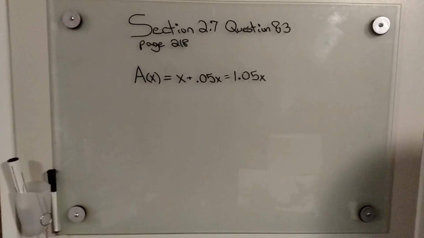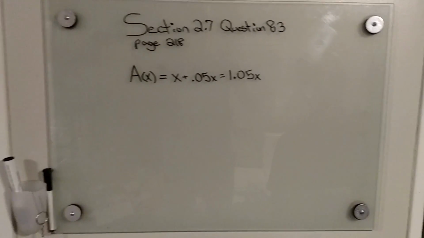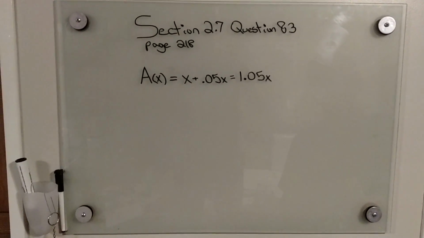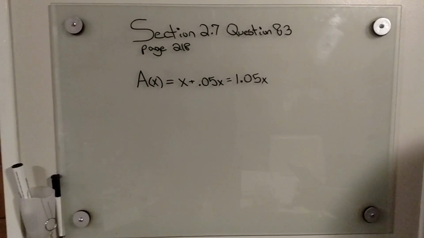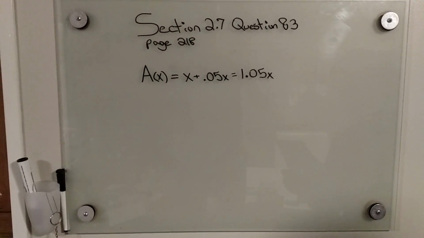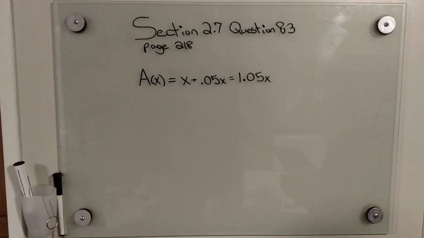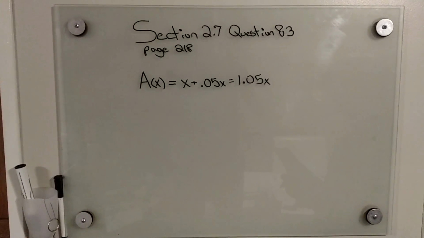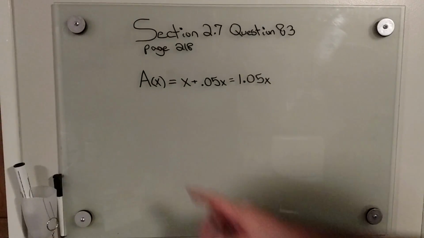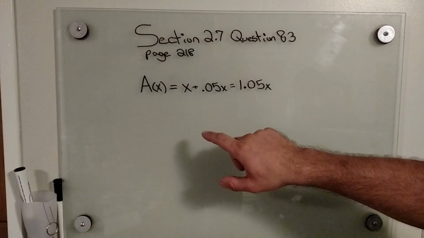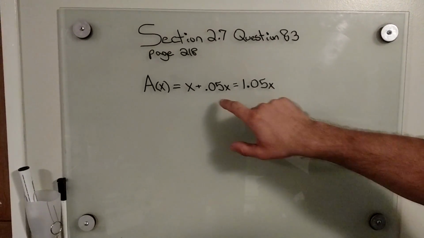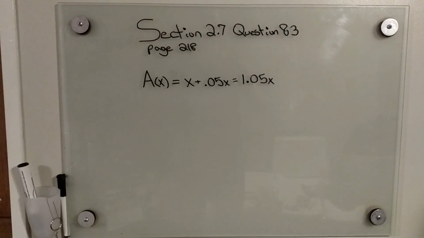Alright, hello everybody. This time I decided to do question 83 out of section 2.7 on page 218. What they ask us to do is find a savings account that earns 5% interest that's compounded annually. If we invest x amount of dollars in such an account, then the amount that we have is A of x, which equals the amount invested plus 5% interest.